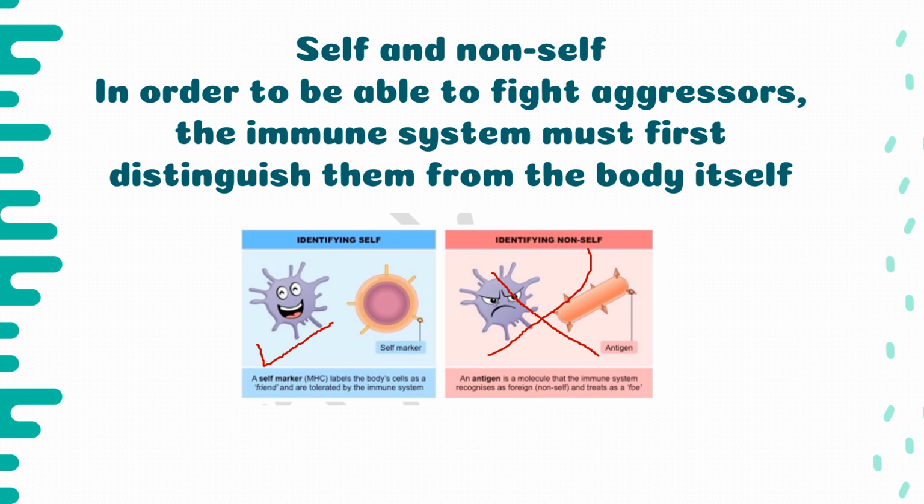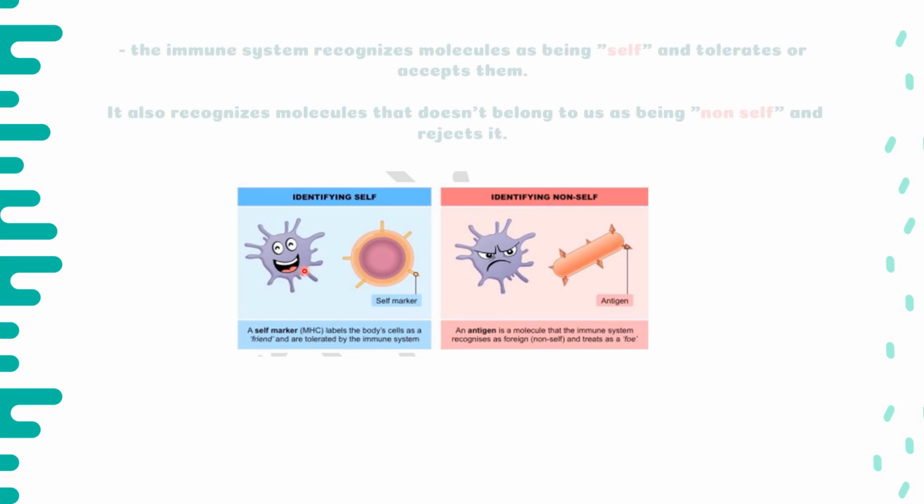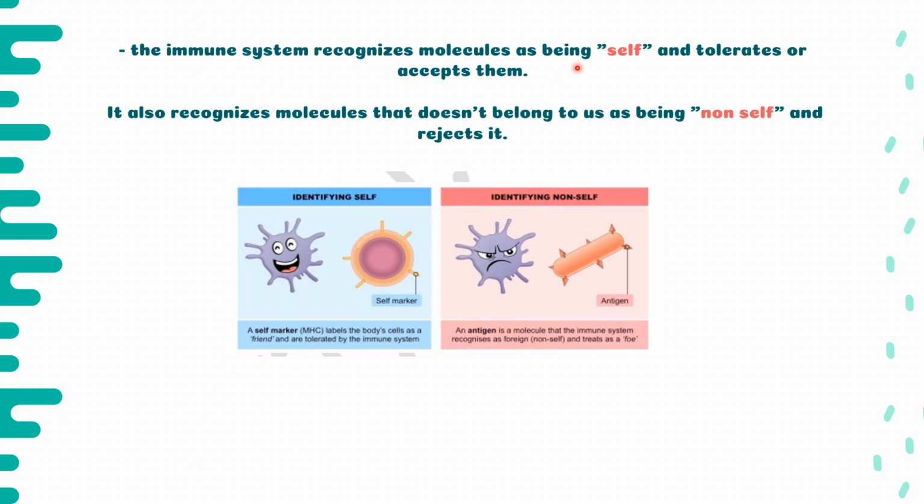So, in order to be able to fight aggressors, the immune system must first distinguish them from the body itself. The self are accepted and the non-self are rejected. On the previous slide, the immune system recognizes molecules as being self and tolerates or accepts them. It also recognizes molecules that do not belong to us as being non-self, and they are rejected. Self are accepted and the non-self are rejected.